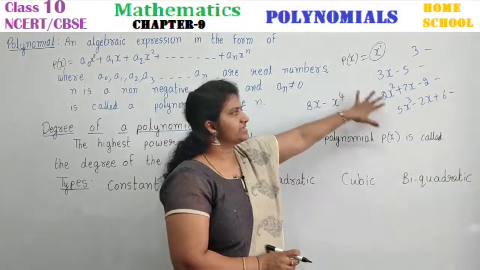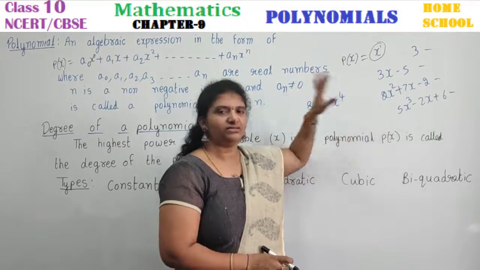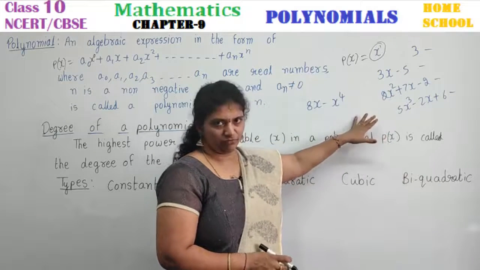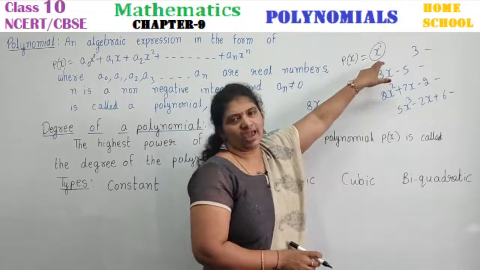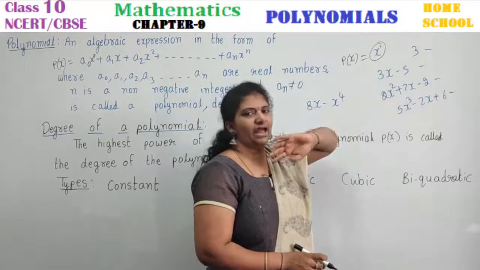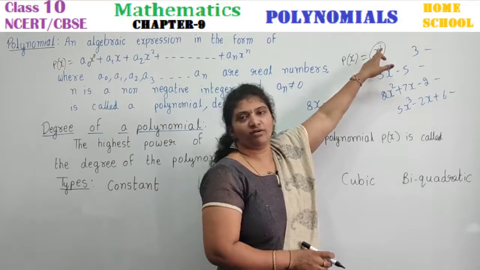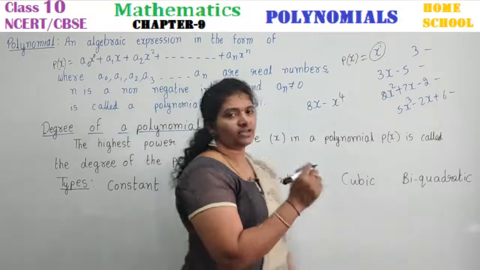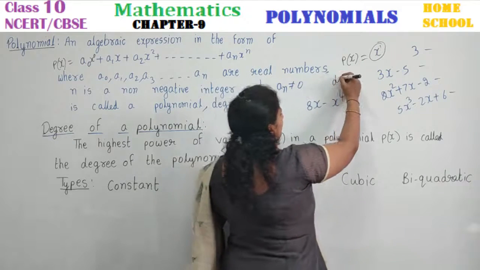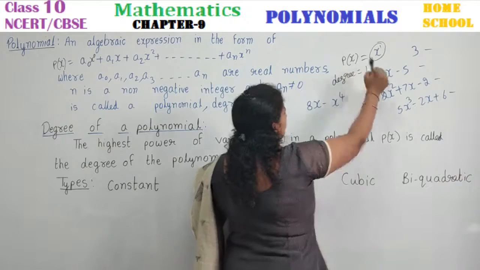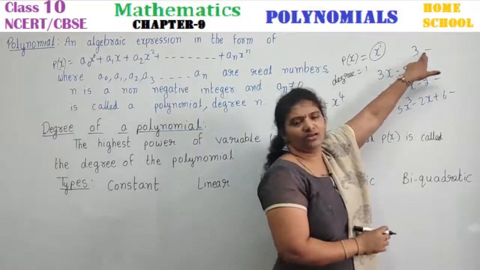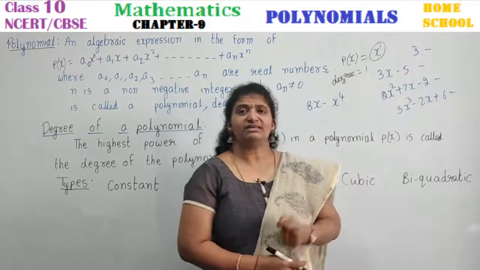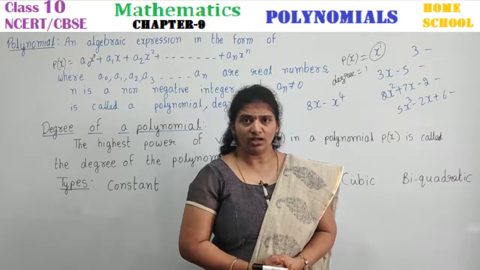Let's see some examples here and find out the degree of a polynomial. Look here, you can see x, only one variable, and there is no power. No power means 1. Therefore, what is the degree? Degree of the polynomial p of x is equal to 1. Similarly, look here, 3. What is 3? Is it a polynomial?